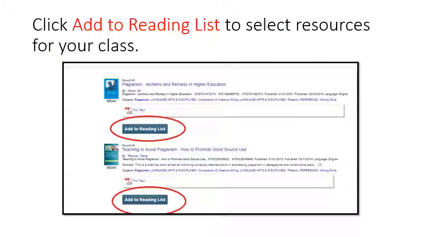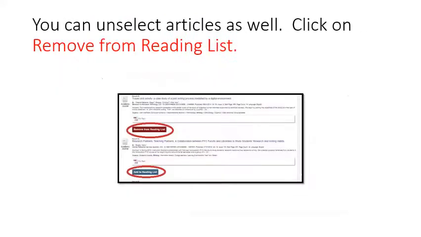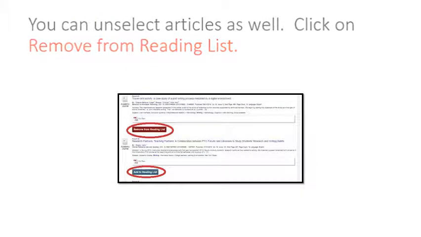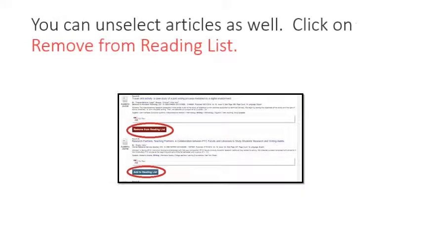When you find a reading that you like, click on Add to the Reading List, and it'll be then that permalink will be created in your list. If you wish to remove unselected articles as well, click on Remove.